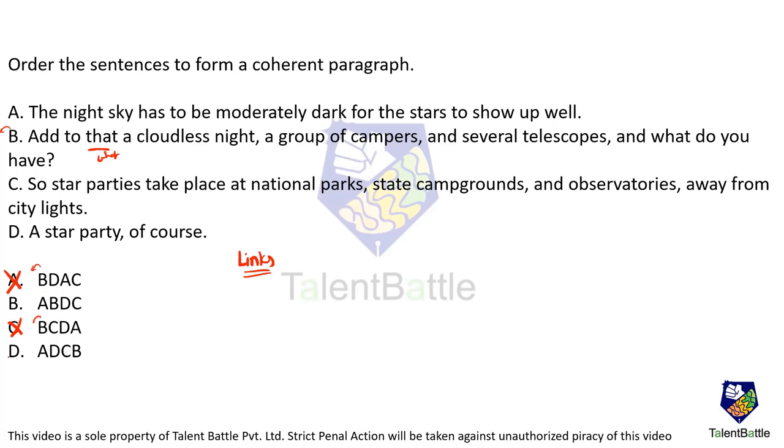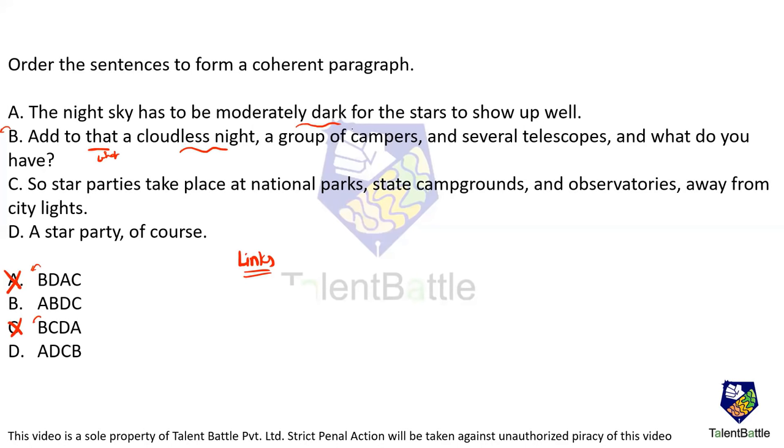So between options B and D, what could be the perfect answer? If you observe, the very first statement in both options is "The night sky has to be moderately dark for the stars to show up well." And we have B and D next to it. After A, what could be the possible link? Statement B fits well. Add to that, add to what? Adding to the moderately dark sky for stars to show up well, a cloudless night, because whenever there are no clouds in the sky, it is more perfect.